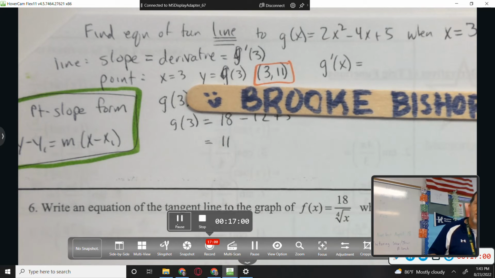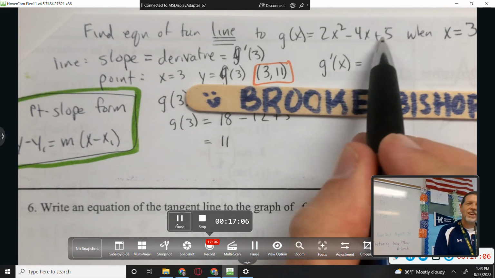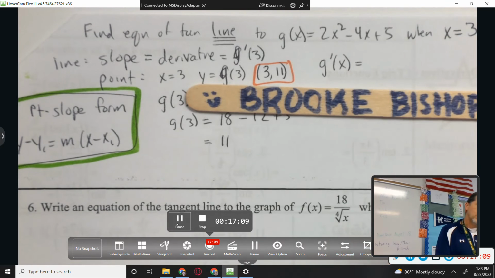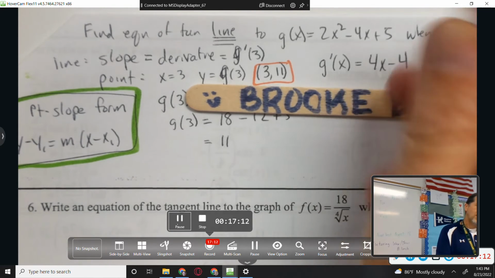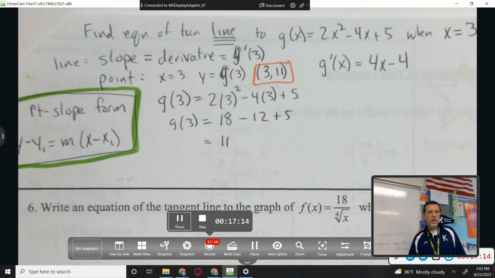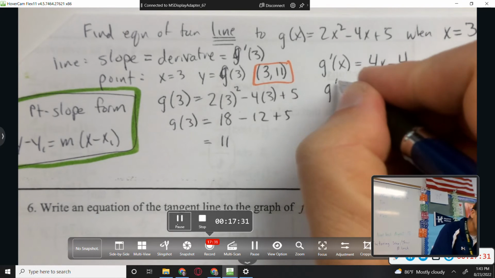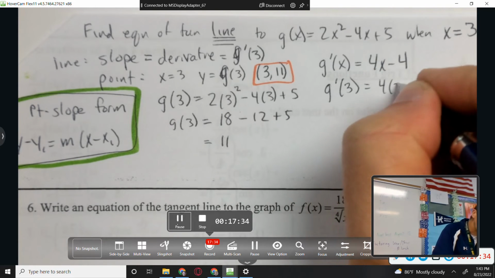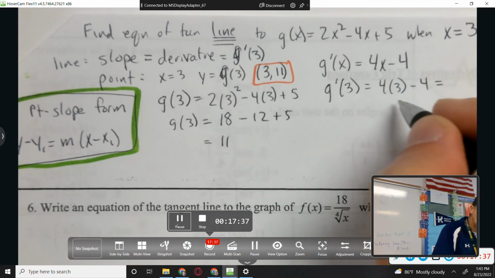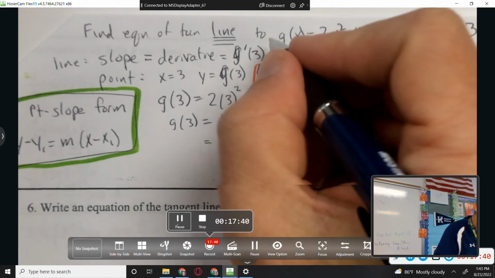Brooke, put you on the spot. What's the derivative of g of x? 4x minus 4. Very nice. 4x minus 4. But I want that when x is 3. So how do I figure out the slope when x is 3? Just plug in 3. I want the slope at 3. So 12 minus 4 is 8. So there's my slope.